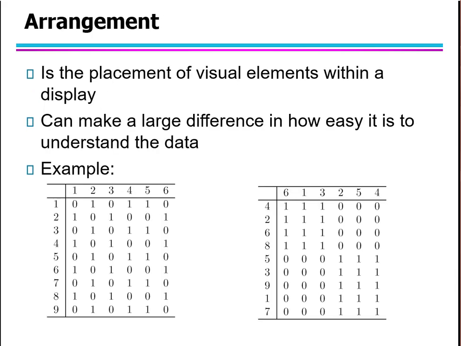Arrangement. Arrangement is the placement of visual elements within a display. The way elements are arranged can make a significant difference in how easy it is to understand the data. A good arrangement can highlight patterns and relationships, while a poor arrangement can obscure them. The choice of arrangement depends on the nature of the data and what we want to emphasize in visualizations.